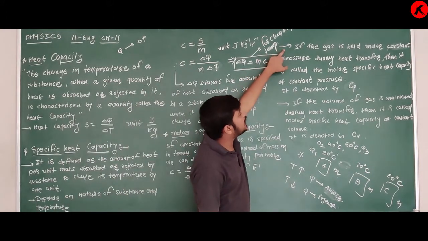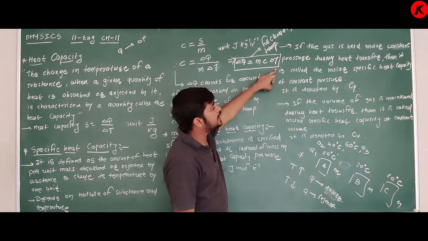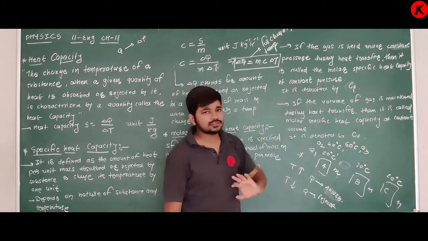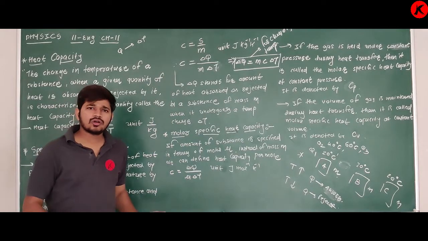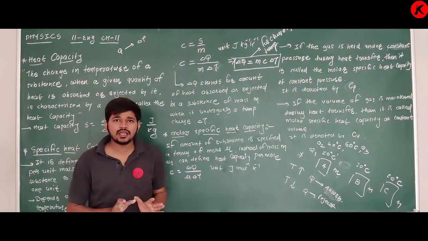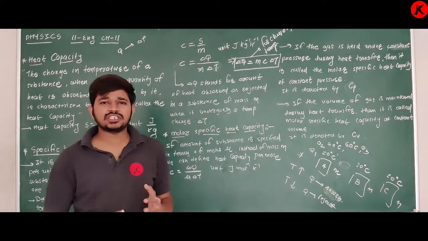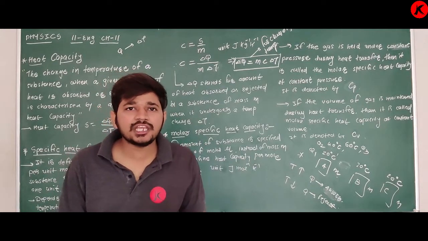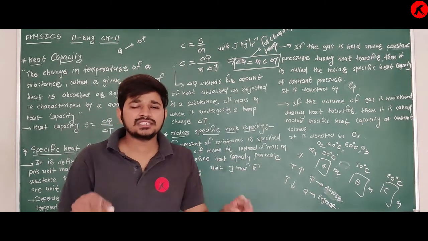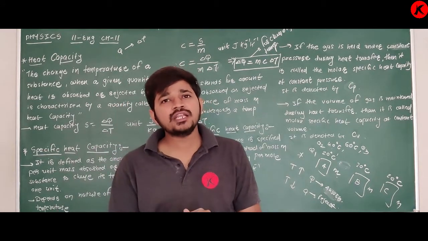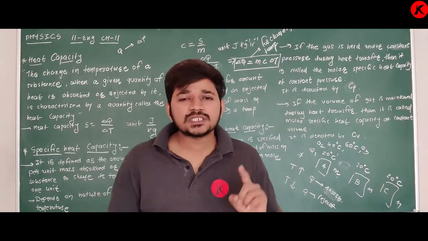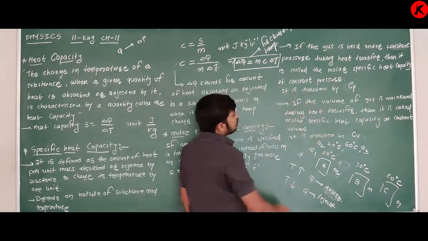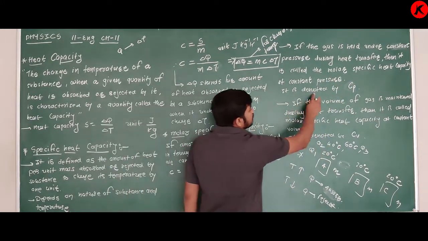If the gas is held under constant pressure during heat transfer, then it is called molar specific heat capacity at constant pressure. Process same. Okay, we want to change its temperature, but during that process we have to keep the pressure of the given substance constant. For example, if you are given a gas, then during the process of heat transfer, you have to maintain its pressure constant. Then it is called molar specific heat capacity at constant pressure, and it is denoted by Cp.